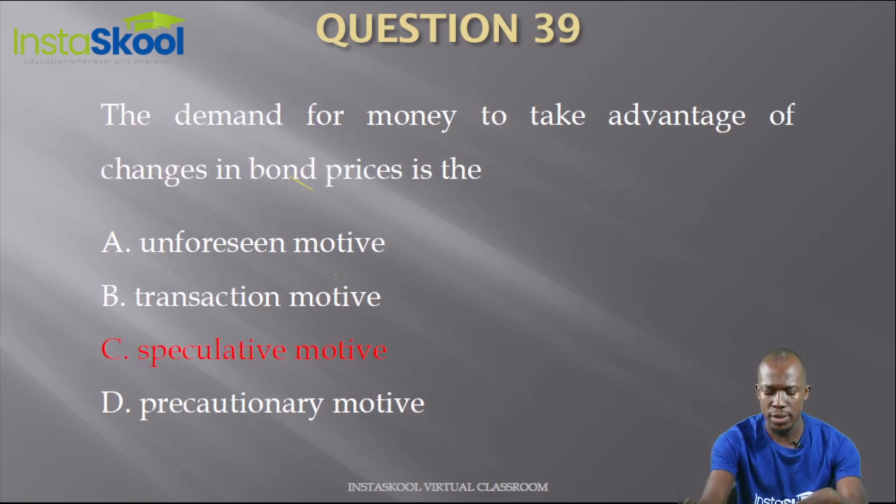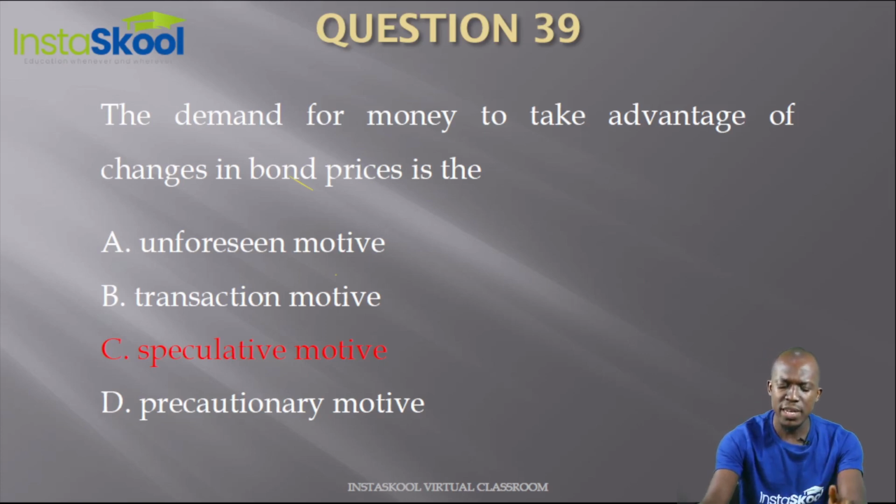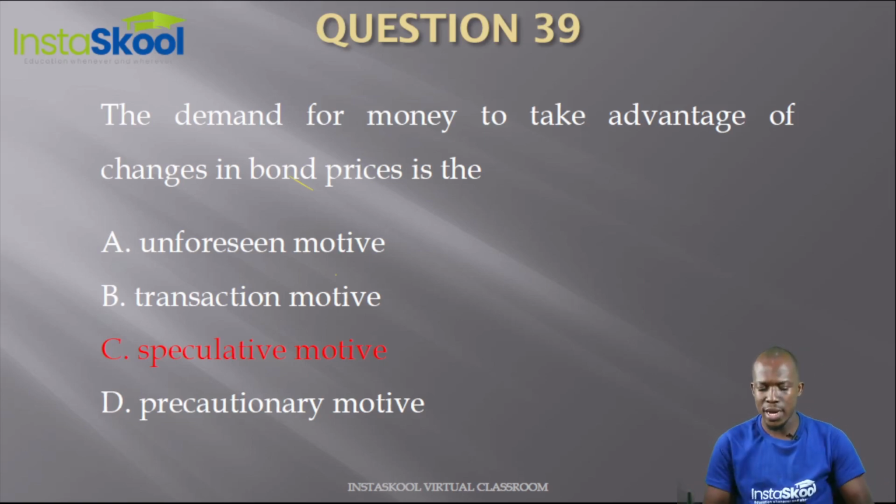Question 39. The demand for money to take advantage of changes in bond prices is dash. Is it unforeseen motive, transaction motive, speculative motive, or precautionary motive? We treated this question, or a similar question, in one of our previous classes, and we said the demand for money to take advantage of future changes in price is the speculative motive of holding money.